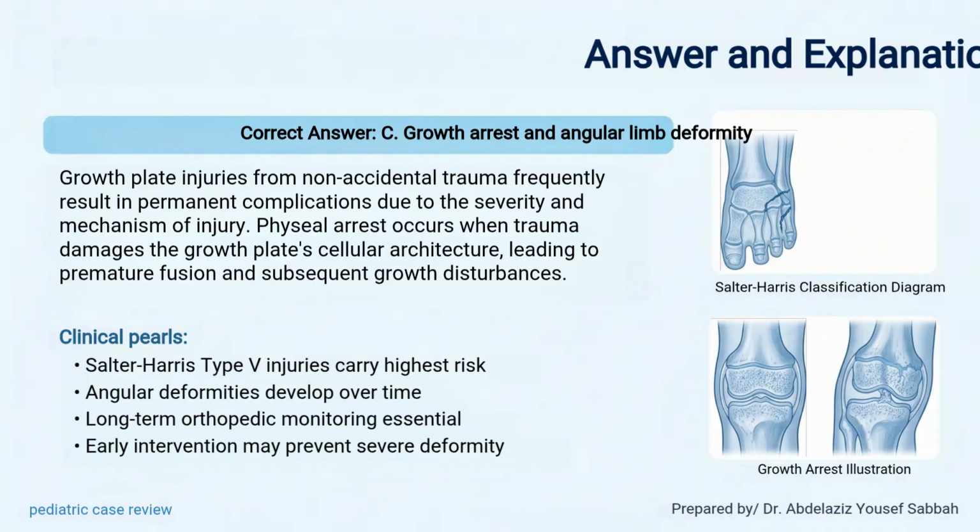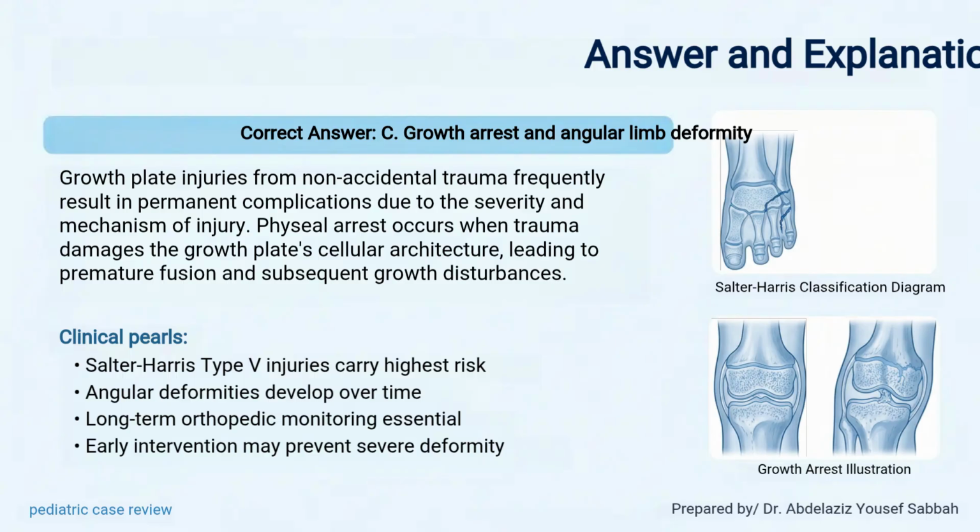Growth plate injuries sustained during non-accidental trauma frequently result in permanent long-term complications due to the severity and mechanism of the injury. Physeal arrest occurs when trauma damages the growth plate's cellular architecture, leading to premature fusion and subsequent growth disturbances that manifest over months to years.